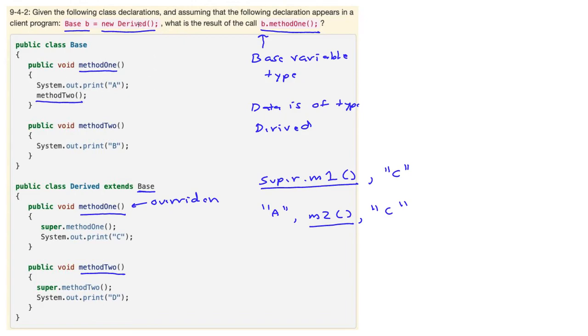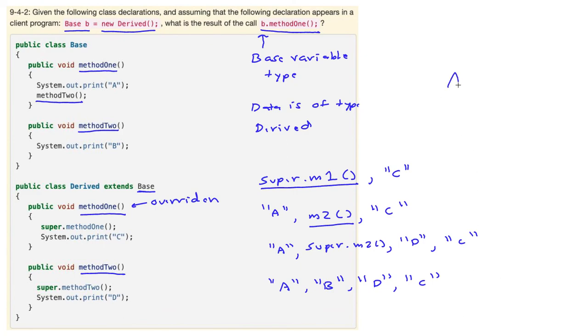Because the object we're talking about is a derived object, it's going to use the overridden version of method 2, not the original version. So that means method 2 is going to have two commands in it, a call to super.method2, followed by a print of D. And we still have the original print of A and the print of C. So now we just have to figure out what super.method2 does, and that's the original version of method 2, which prints out B. So that's why the total print statements are A, B, D, and C. So our final output would be one big line of text, A, B, D, C.